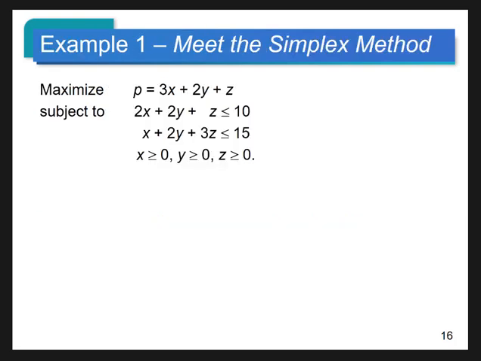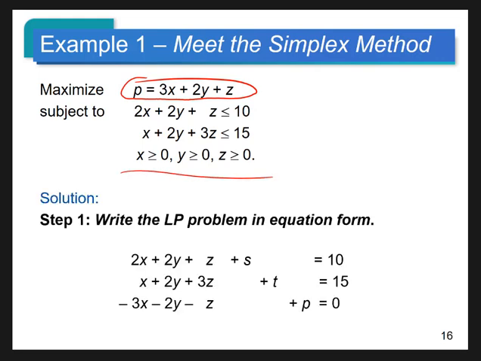So let's maximize this objective function, p equals 3x plus 2y plus z, under those constraints. So our equations, 2x plus 2y plus z plus s equals 10 now. x plus 2y plus 3z plus t equals 15. And the objective function, we move this over, so we've got negative 3x minus 2y minus z plus p equals 0. That is our system of equations.